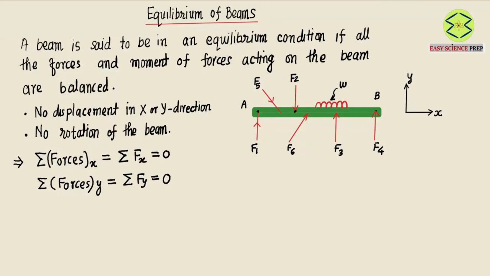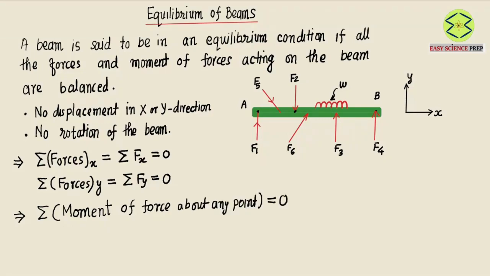Now, as far as rotation is concerned, to prevent the rotation of the beam, the moments of forces must be balanced. So in order to prevent the rotation of the beam, we should have the summation of all the moments of forces equal to zero. Whenever we say moment of forces, we should take it with reference to a particular point, because the body is going to rotate about a particular point. So the moment of forces about any point must be equal to 0. This can be simplified as summation of moments about any point must be equal to 0.